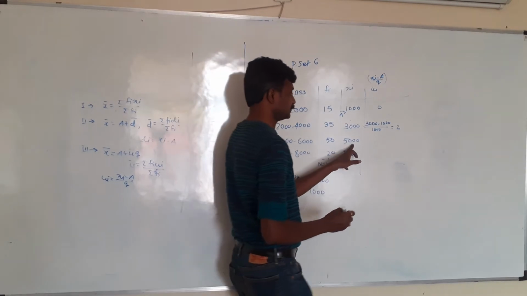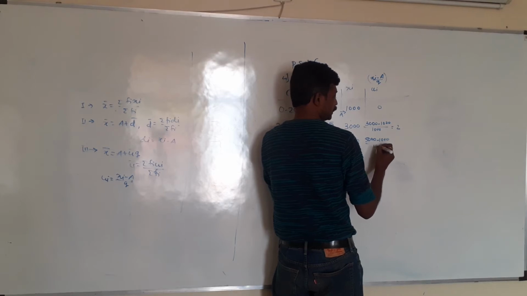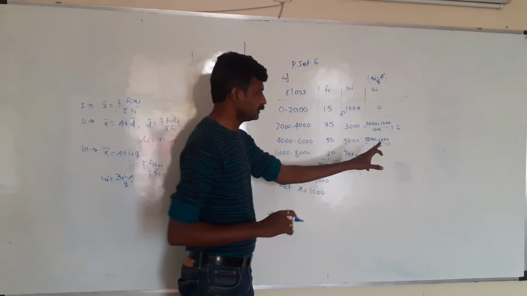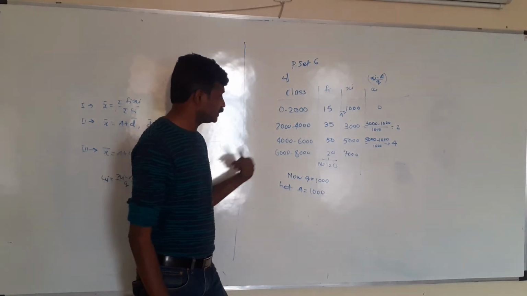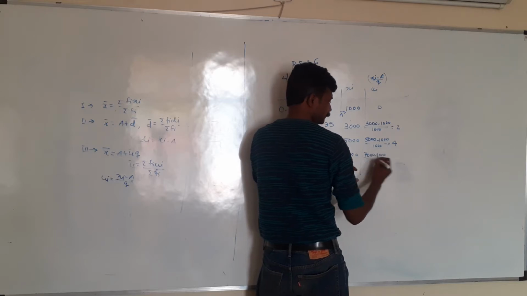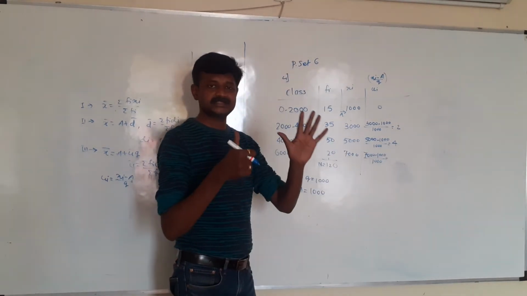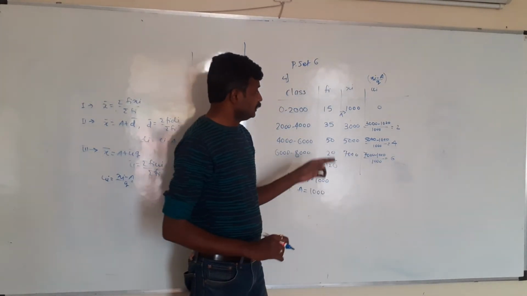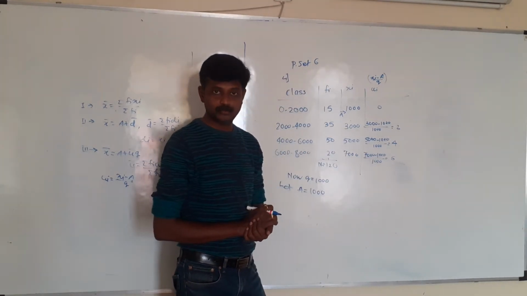ui for the third class, xi minus a. Xi is 5000 minus a is 1000 upon the greatest common divisor, which is also 1000. 5000 minus 1000, the remainder is 4000. 4000 divided by 1000 gives us 4. Next ui is 4. For the last class, ui will be xi minus a upon g, the greatest common divisor. 7000 minus 1000 remains 6000. 6000 divided by 1000 remains 6. If you observe, the difference between the ui's is equal to 2.